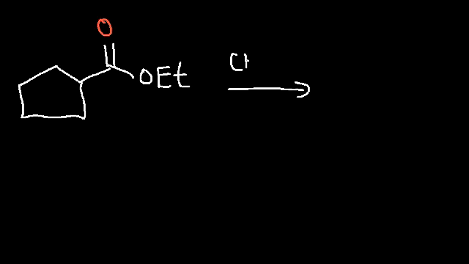Let's try this example. Et stands for ethyl, by the way. So that's equivalent to a CH2CH3 group. Now let's react the ester with methyl magnesium bromide. So go ahead and try this example. Predict the major product and propose the mechanism.